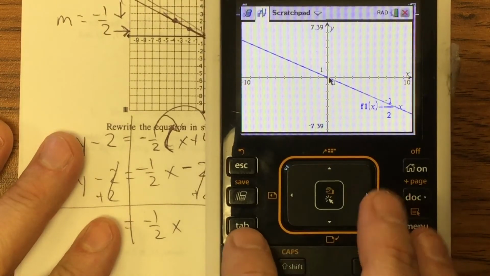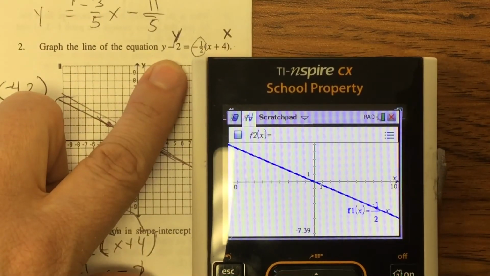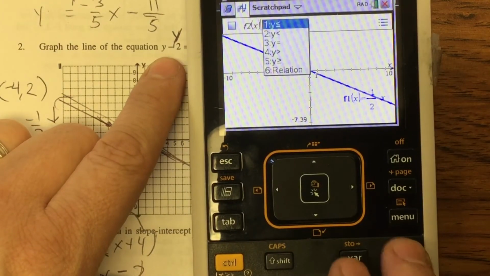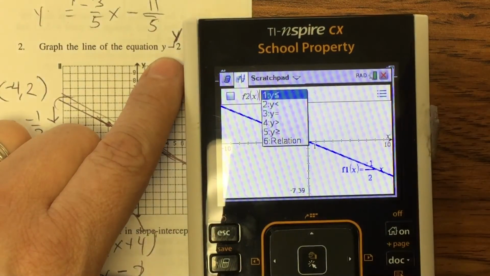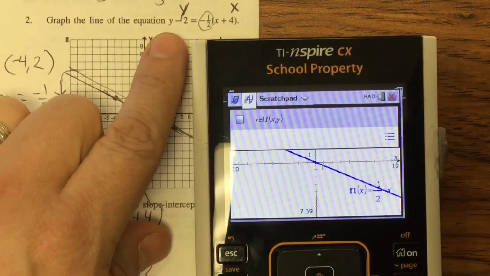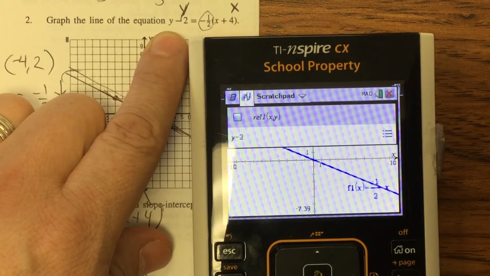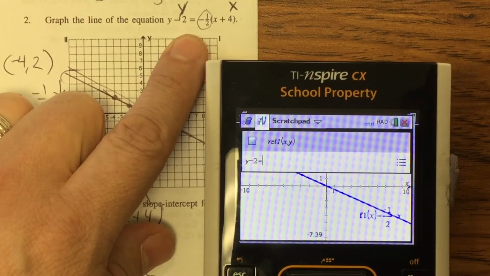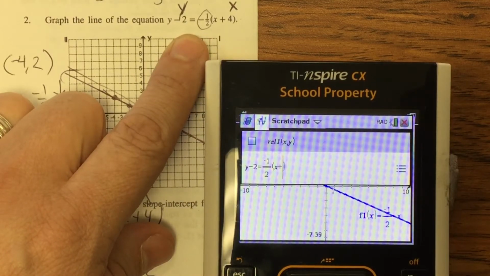Now I'm going to show you how to put another equation in. Hit the tab key, and now we're going to type in the original equation. Okay, but notice this does not have y by itself. When I hit delete, I have a menu of options besides an equal sign. I want you to go down to option 6, relation. Now you can just type in the equation however it is. We have y minus 2. Equal sign is over here below control. Okay? And then control divide, negative 1 over 2. And then I have to put some parentheses, x plus 4.